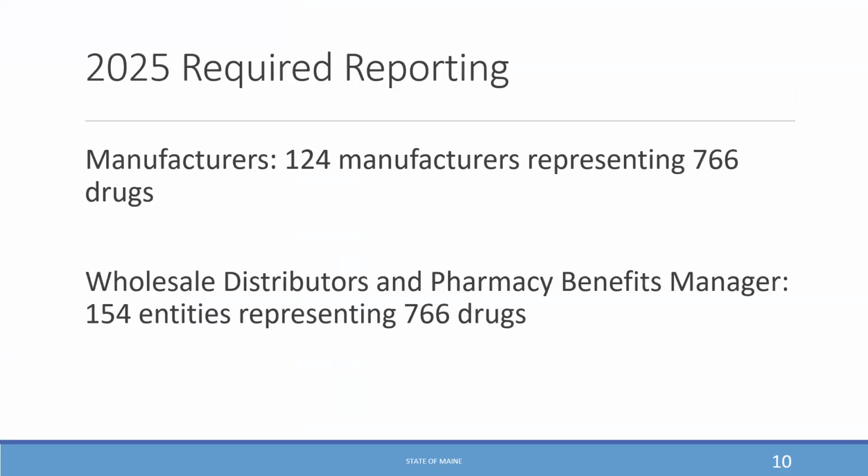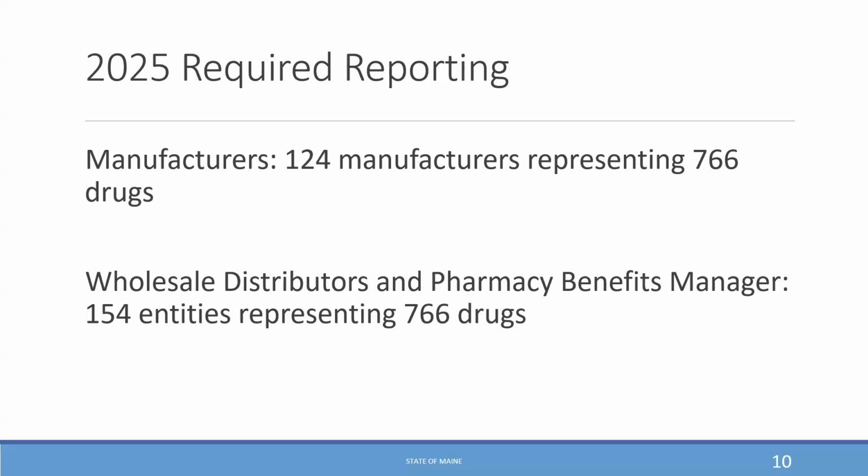we quantify for you that for the 2025 reporting period, we're asking from the manufacturers, 124 of them, and I think directionally this is right, 600 or so manufacturers that are licensed in the state of Maine. Of the 124 that we're asking for pricing component data, it represents 766 drugs. And we are asking from the wholesale distributors and pharmacy benefit managers a total of 154 entities, again, representing 766 drugs.